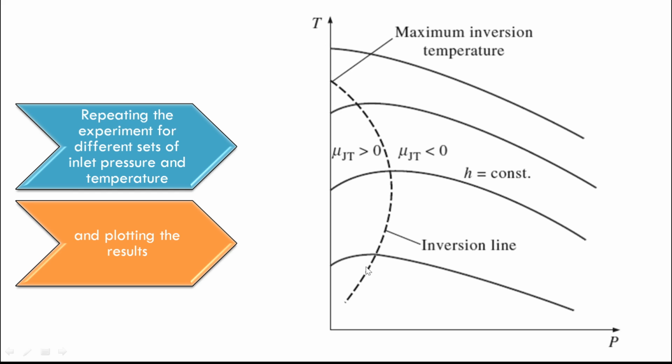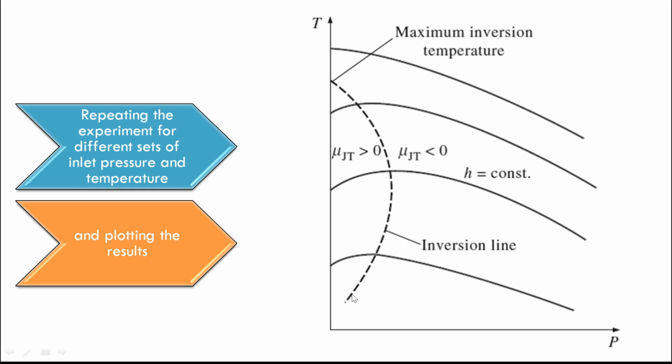So if you join those points and plot a curve, that line is called the inversion line. The inversion line is the line joining the 0 slope points on the isenthalpic lines. You can see that the inversion line will meet the ordinate where P is equal to 0, known as the maximum inversion temperature.